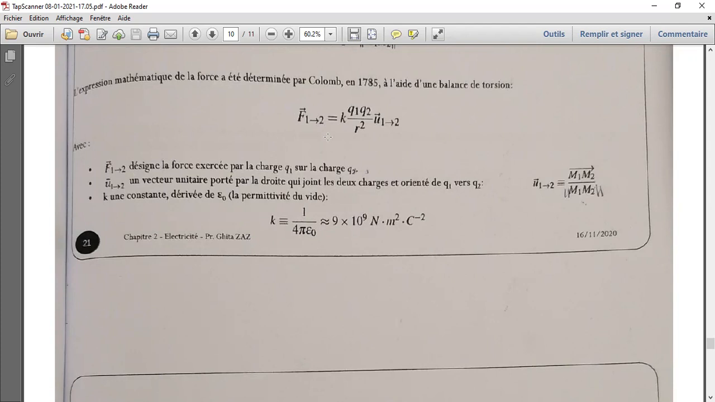It's really important, and you have to know what your K is. Your K is equivalent to 1/4 pi epsilon 0, which is equivalent to 9 times 10 to the power 9 Newton per meter squared per Coulomb squared. So this one also you have to know for the force. Force is equal to K Q1 times Q2 over R squared, U1 towards U2. So now we're going to do some questions.